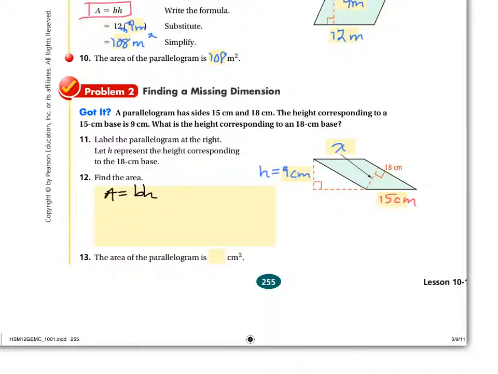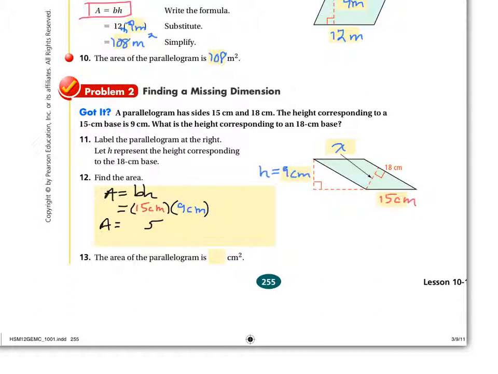Okay, so we're going to plug and chug what we know. I know a base and I know a height. And so I'm going to put in my base of 15 centimeters and my height of 9 centimeters. And then we're going to multiply 15 times 9, which is what? 9 times 5 is 45. Carry the 4. What's 9 times 1?